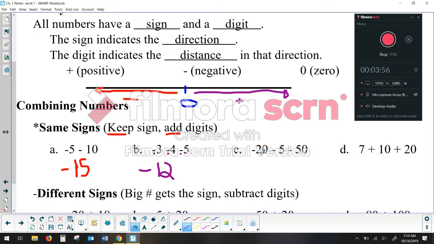Okay, so we have -5, -20, -5, -50, all have that negative sign. Then you add 20 plus 5, 25, plus 50, 75. We have that 75. Okay, part D, all positive, so we're just going to add them together. 10 plus 7 is 17, plus 20 is 37.